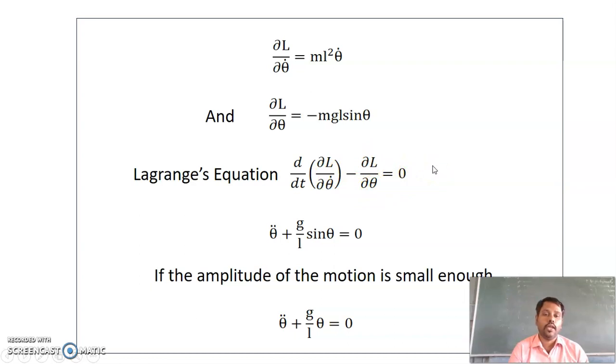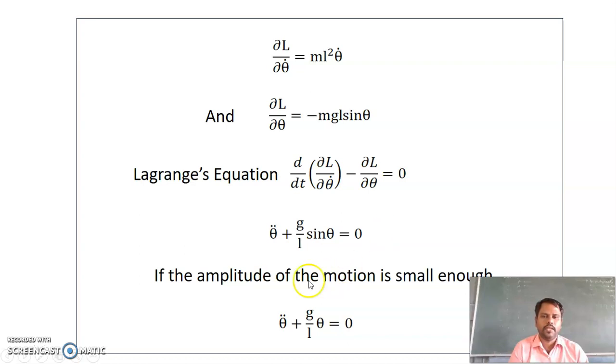Here q i is theta. So substituting for dou L by dou theta dot, which is m L square theta dot, I will arrive at m L square theta double dot plus mgL sine theta. Taking m outside and rearranging terms will give you theta double dot plus g by L sine theta is equal to 0. This is the required equation of motion for a simple pendulum.